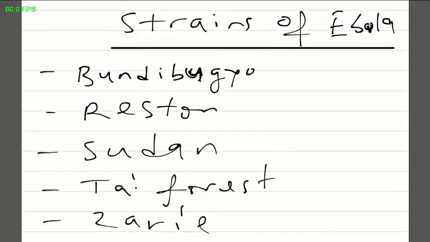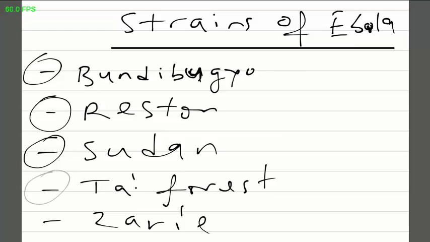So for the Ebola virus, there are essentially 5 strains. You have the Bundibugyo Ebola virus, the Reston Ebola virus, the Sudan Ebola virus, the Thai Forest Ebola virus, and lastly the Zaire Ebola virus.